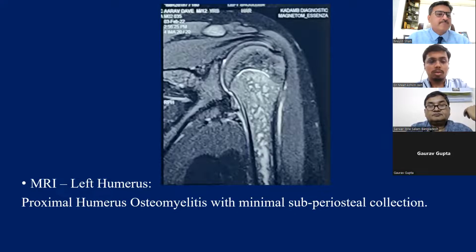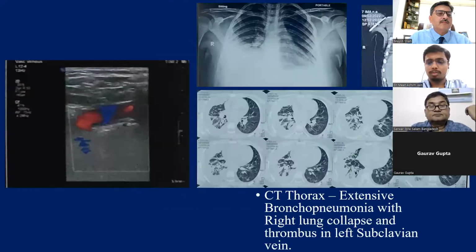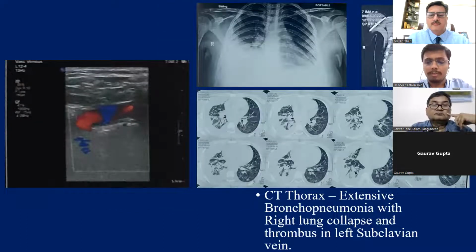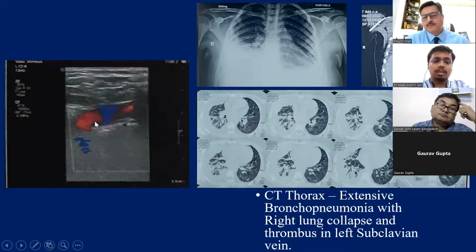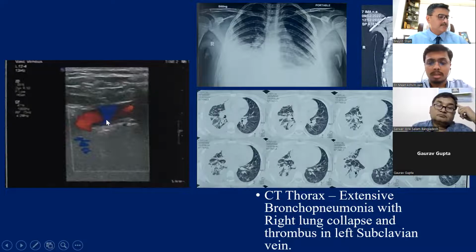Yes, Meet, go ahead. So this patient had extra-skeletal manifestations that were much more as compared to this. And as sir mentioned, there was a CT scan of the thorax done, which showed extensive bronchopneumonia with a collapse of the right lung, along with left subclavian vein thrombosis. As we can see in the X-ray, the right lung seems to be far more hazy as compared to the left, and in the CT scan as well we can see a similar finding. Along with that, in the color Doppler, we can see that there is a thrombus in the left subclavian.